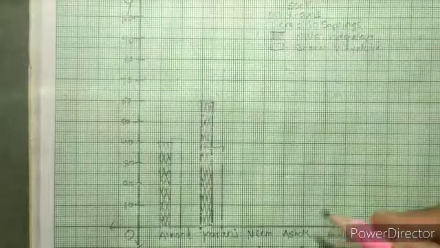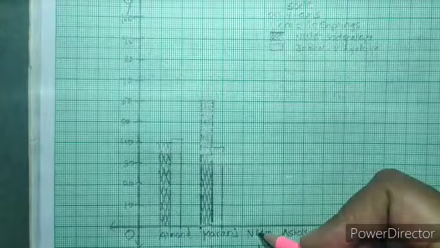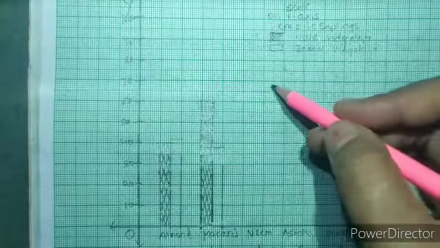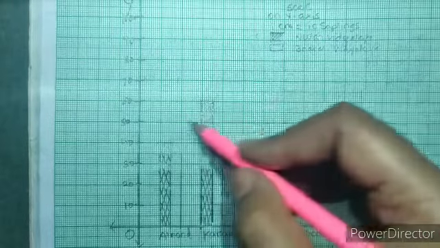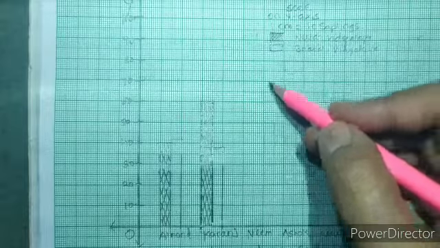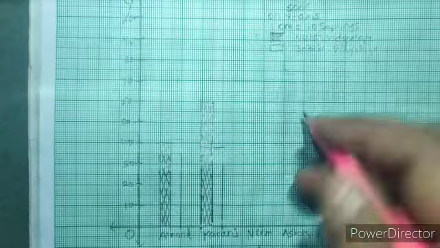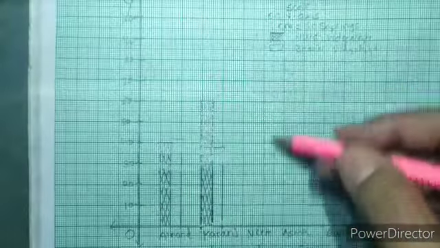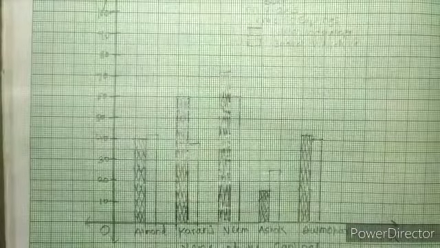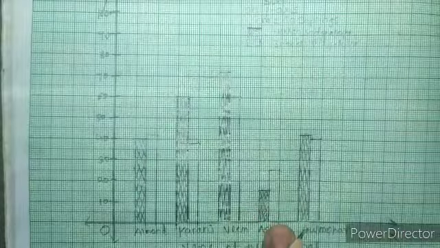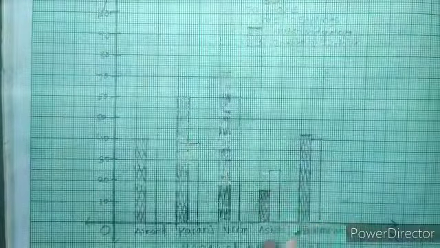Next is Neem. For Neem the reading is 72. So I'll take 70 plus 2 lines here, and 60 is here. Using this scale we will draw the columns for Neem. So here our bar graph is ready for the given information.